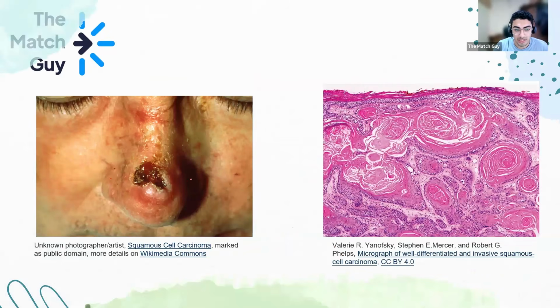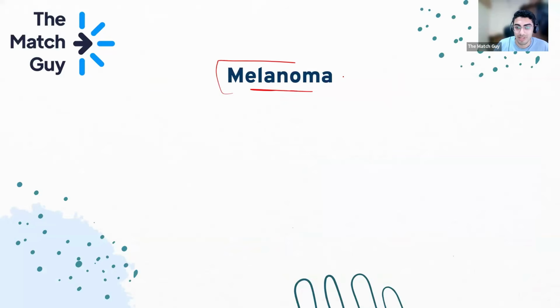Okay, this is the non-healing ulcer of squamous cell carcinoma, and this is the keratin pearl. Keratin pearls are associated with any squamous cell carcinoma: of the skin, the oral cavity, the tongue, the lung, around the anus. If you take a biopsy of any squamous cell carcinoma, you will see the keratin pearl. All right, what about melanoma?